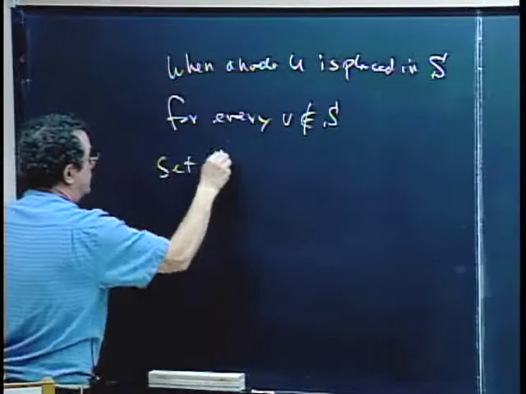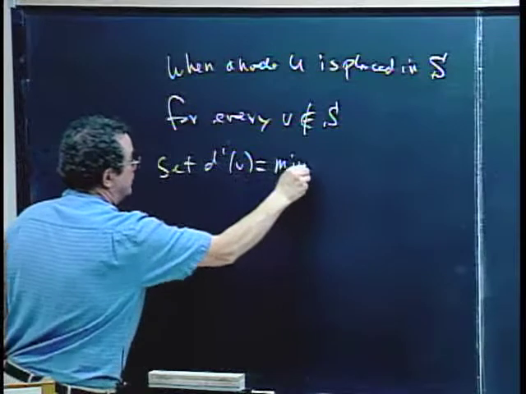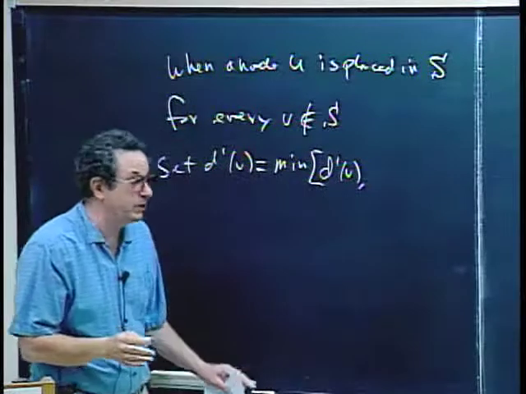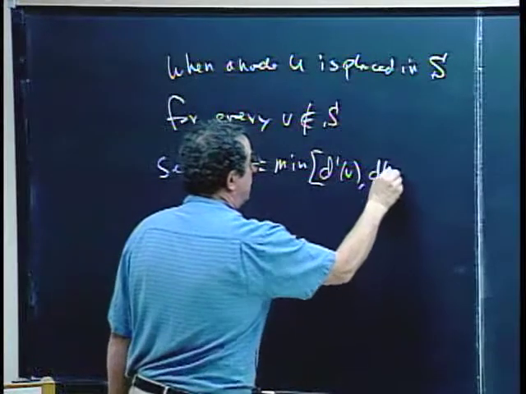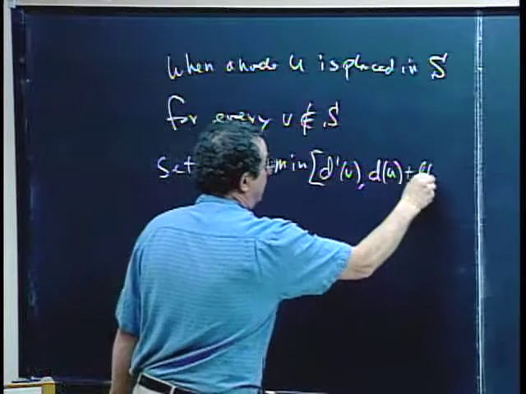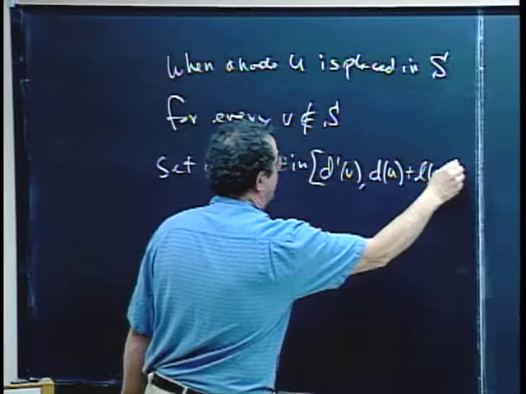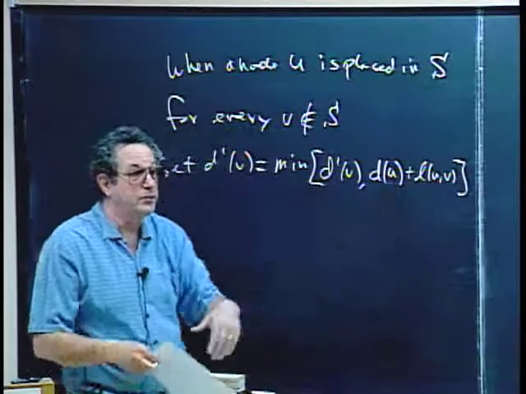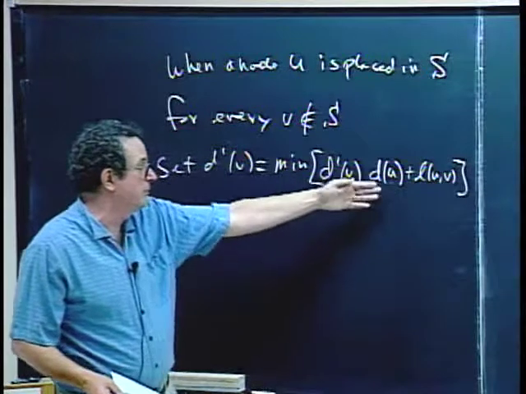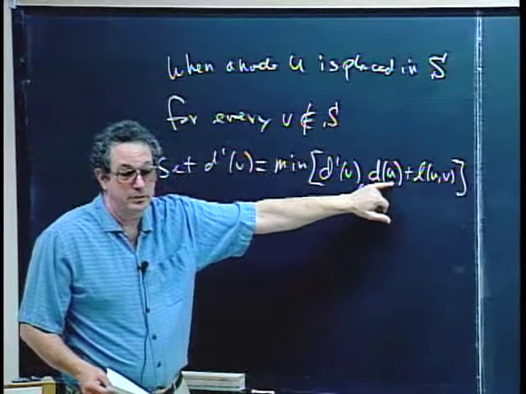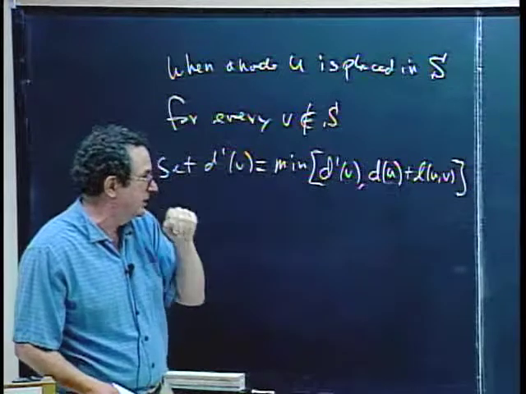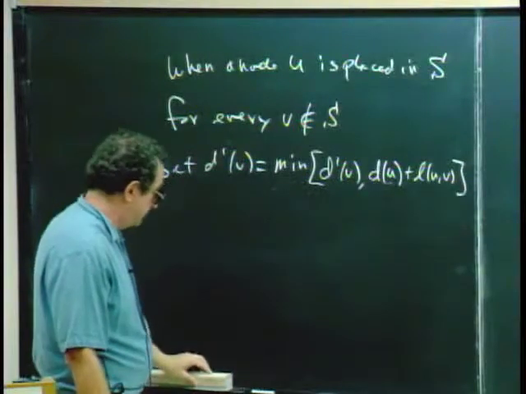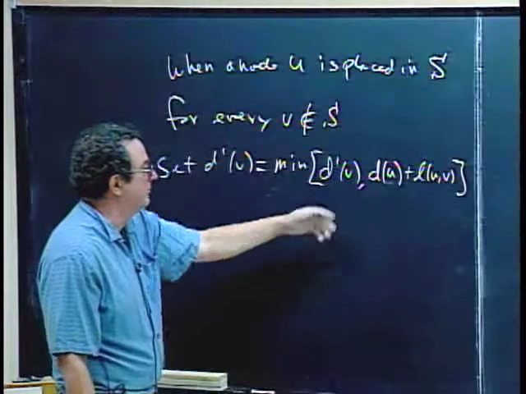We set d prime V equal to the min of whatever it was, so maybe it won't change, or it'll be d of U plus L uv. We're using the possibility that because we just put U into capital S, now there's a new way of getting to little v through the nodes in S, namely we'll use the node U as the last node in capital S before we get to v. So we have to make this comparison to see if d prime v is going to be updated.